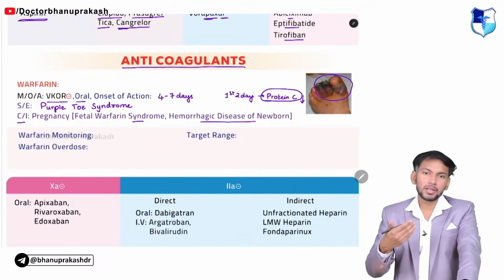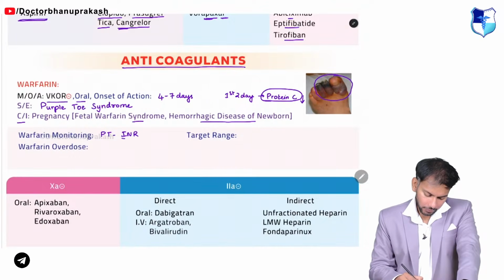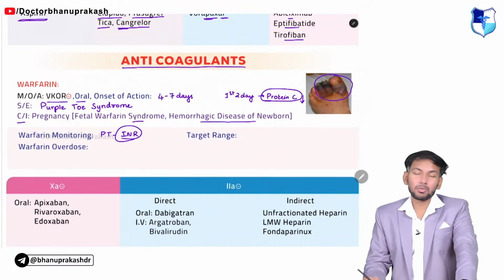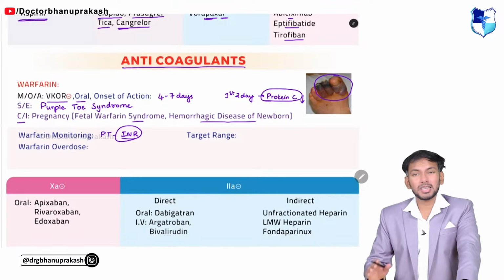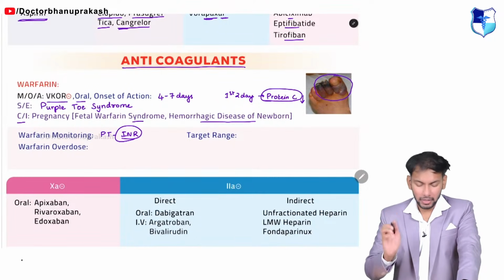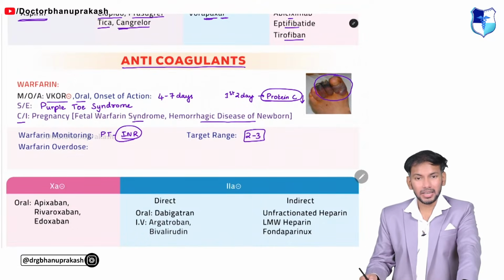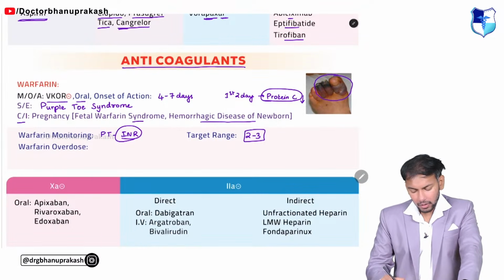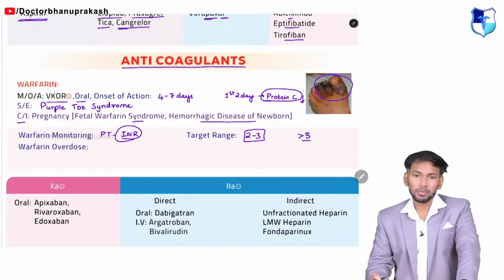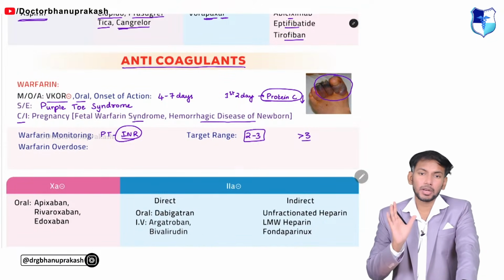How do you monitor this warfarin? You monitor it with the help of PT-INR. You do PT and INR. Yes, we give most importance to INR. And what is the target range? When a person has thrombus, what is the target range of INR? INR has to be somewhere between 2 to 3. That is the target range. Now, if INR goes to more than 3, what will happen? There might be chances of bleeding. Yes, because you are stopping the coagulation pathway.